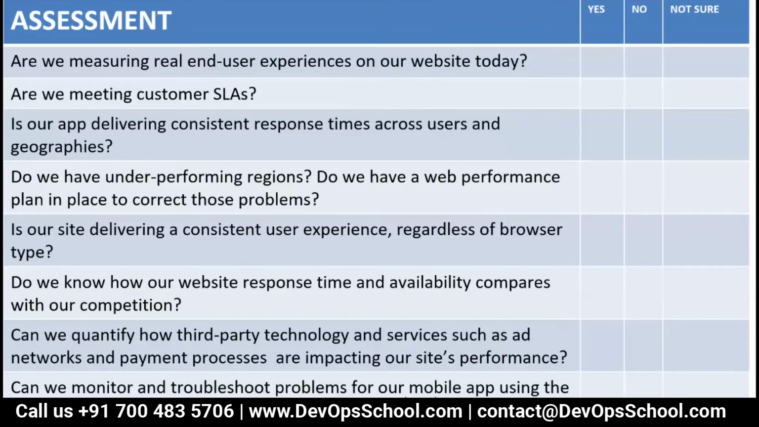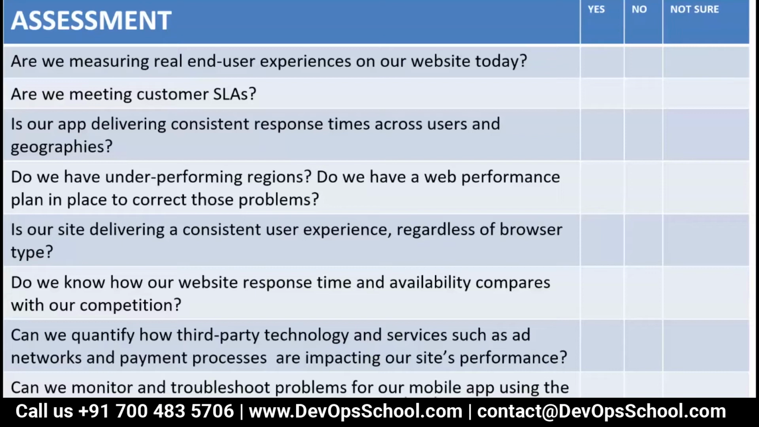Second question, are we measuring customer SLAs? The customer has said, hey, my website should be up in this many seconds. Are you measuring whether you are meeting your customer's SLA or not? Is your app delivering consistent response time across users? The users may be in India, Europe, London, the Netherlands, Australia, or Singapore. Is our app delivering consistent response time across users and geography?